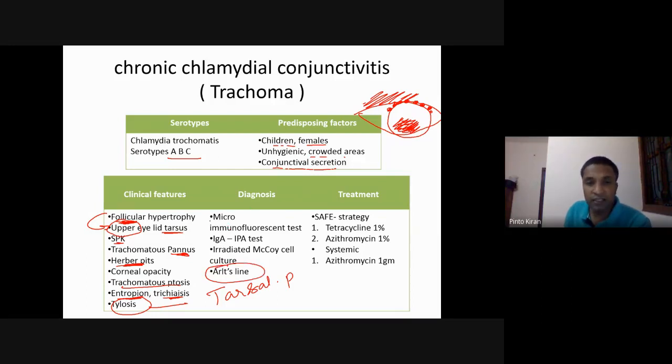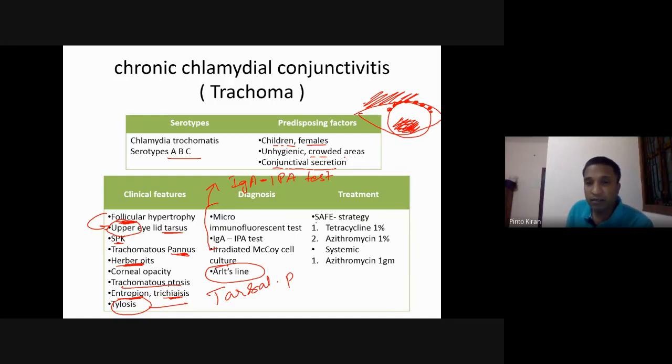And how do you make a diagnosis? One is based on the clinical findings. Apart from that, I was searching in the literature, and one of the most important tests is the IPA test. Again, this is an immunofluorescent assay test. It's an immunoperoxidase assay test. This is one of the rapid tests, and one of the most important tests in the diagnosis of trachoma.